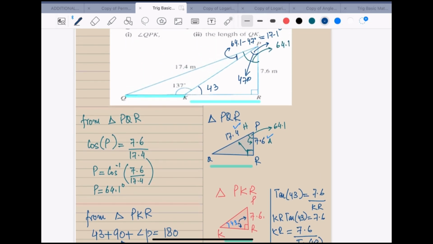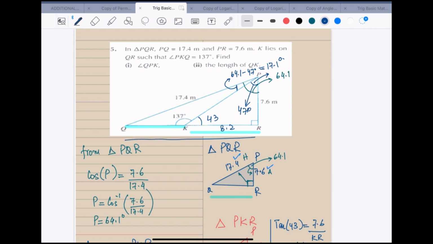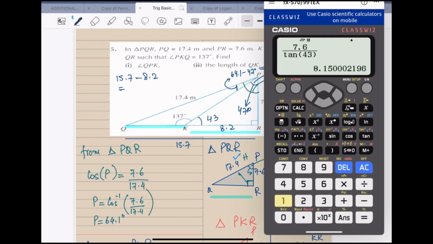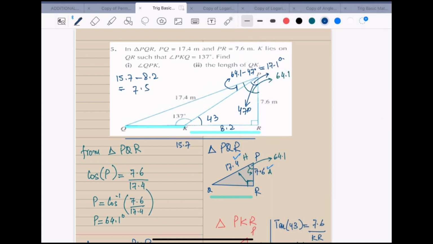Now look at this. This here is 8.2 and the big one is 15.7. So if you subtract both of them, 15.7 minus 8.2, you get QK. 7.5. This is what QK is.